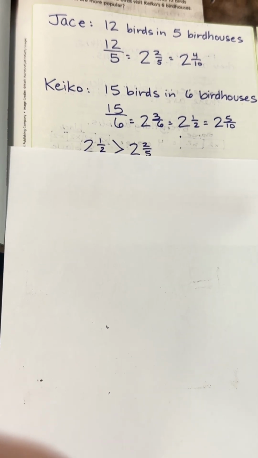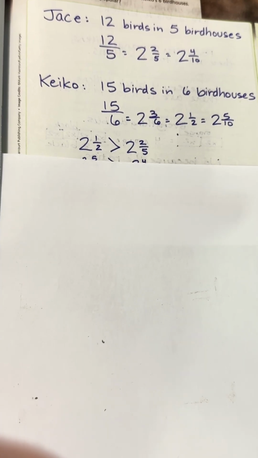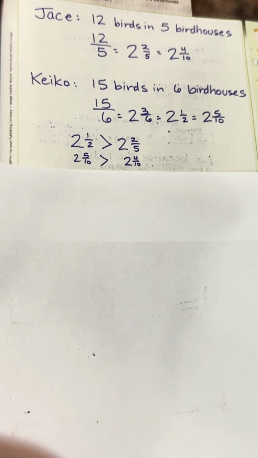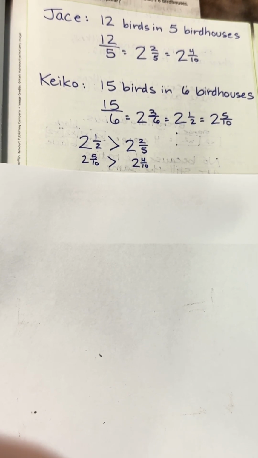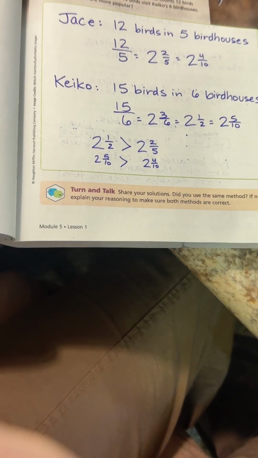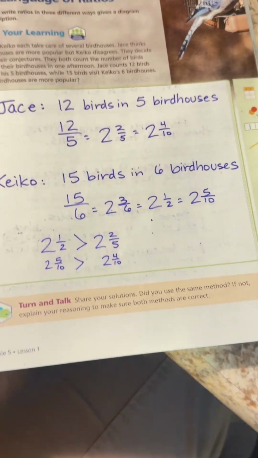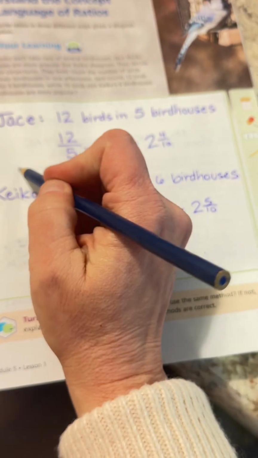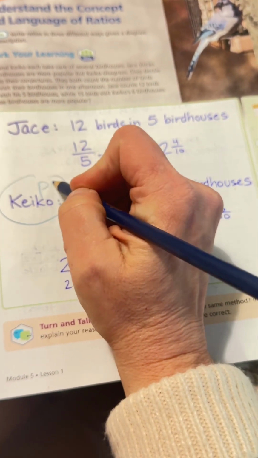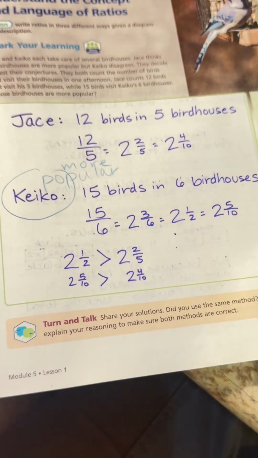So we're going to compare these two. 2 1/2 is greater than 2 2/5. And the reason I know that is because I've already set them equal to tenths. So 2 5/10 is greater than 2 4/10. So in that case, it means that Kiko's birdhouses are more popular. So I forgot to do this earlier, but I'm going to circle Kiko's are more popular. Okay. Turn the page.